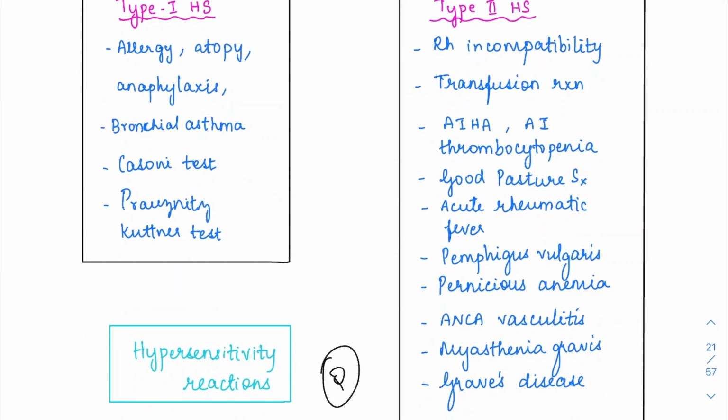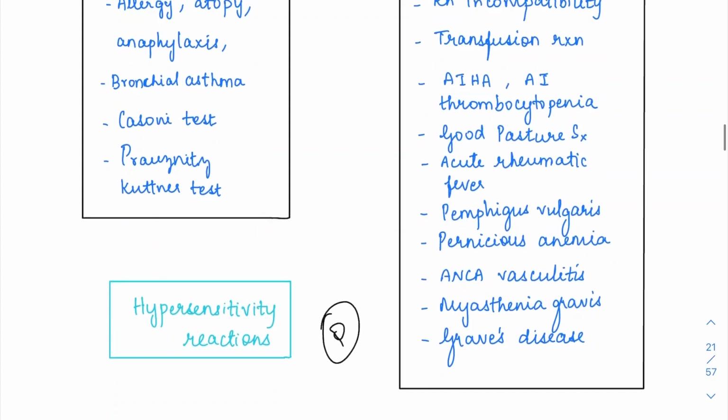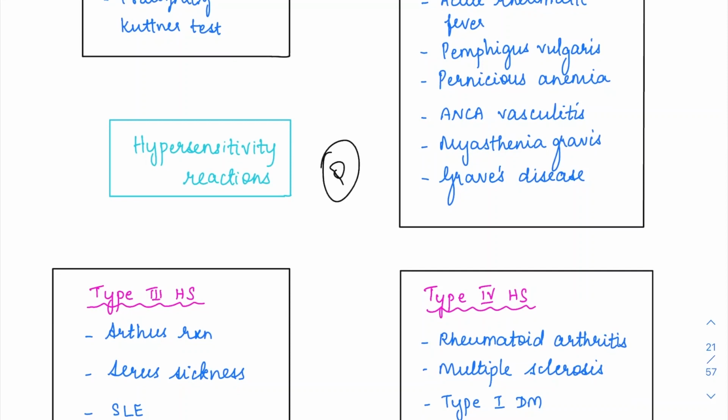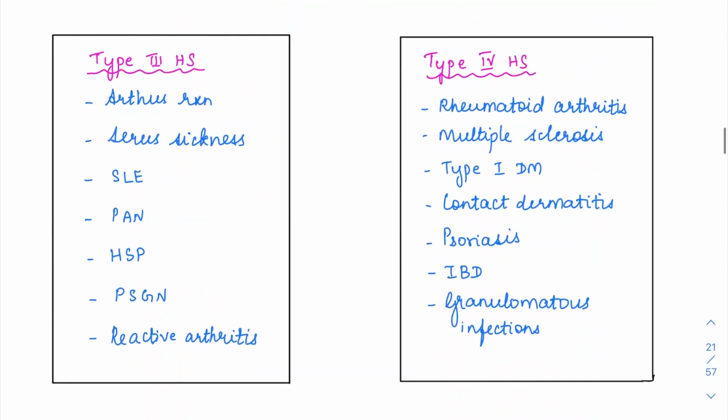Then type 2 hypersensitivity, we had 4 mechanisms. So a fixed antigen should be present. So Goodpasture syndrome, myasthenia gravis, then Graves' disease. Other than that, all the blood-related ones: Rh incompatibility, AIHA, autoimmune thrombocytopenia, blood transfusion reactions, rheumatic fever. Then we have pemphigus vulgaris, pernicious anemia. All of these are going to be examples of type 2 hypersensitivity.